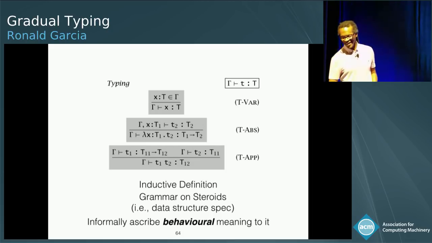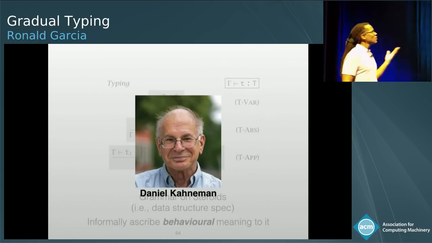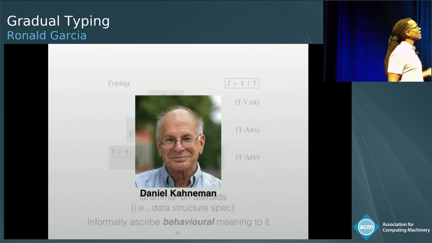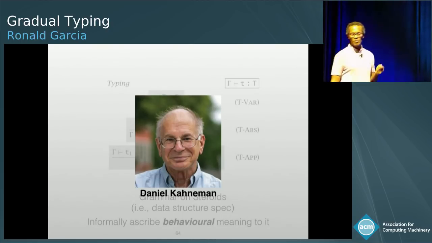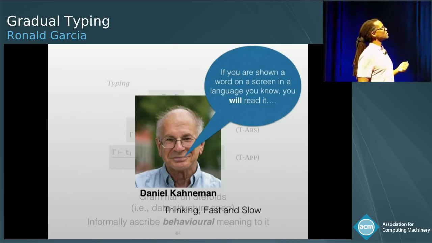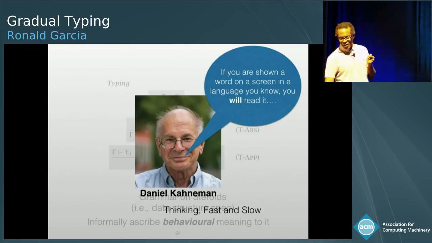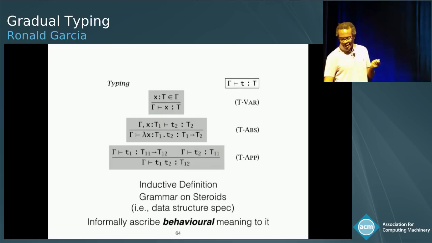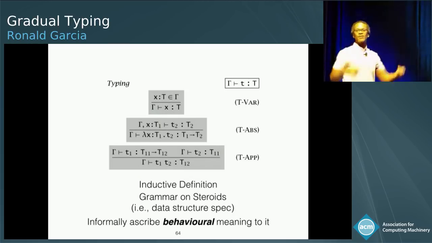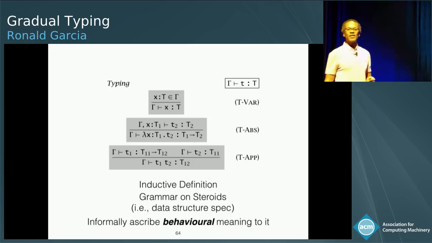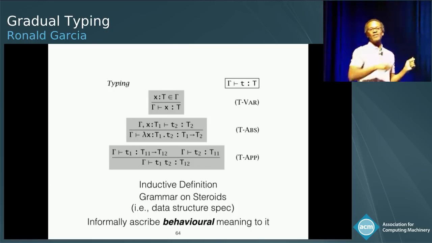So Nobel prize-winning psychologist Daniel Kahneman has this saying in his book Thinking, Fast and Slow, where he says, if you're shown a word on a screen in a language that you know, you will read it. And what he means by that is that if you look at this data structure, we implicitly ascribe meaning to all of the letters in here. If I replace them with other things, it would look like noise.